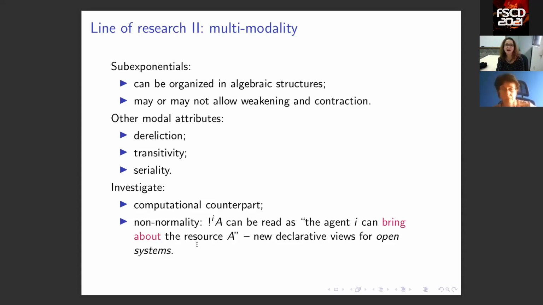So for example, you could have Bengai A being read as "the agent can bring about the resource A." And then we can talk about open systems, for example, and have new declarative views for them. So these are things that we've been thinking about lately.